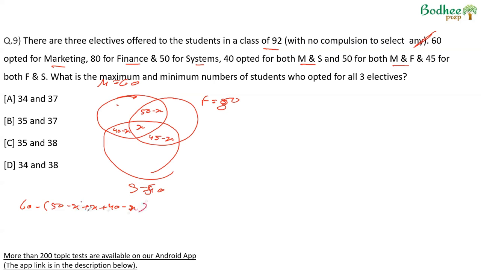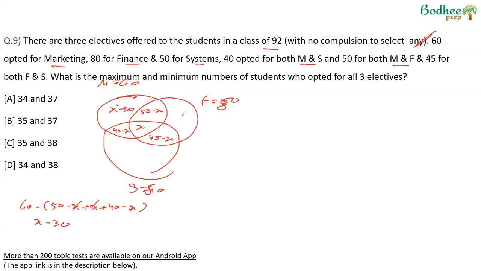This will be only marketing. X and X cancelled. 90. So 90 plus X minus 30. 60 minus 90. So this will become X minus 30.